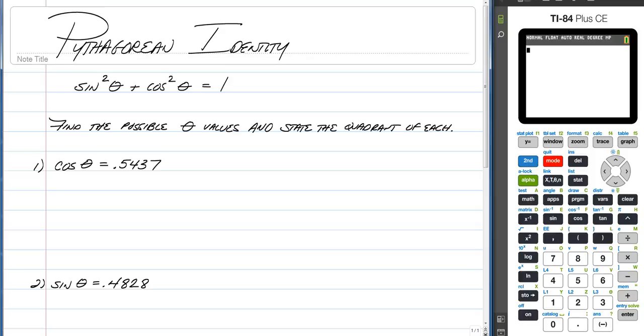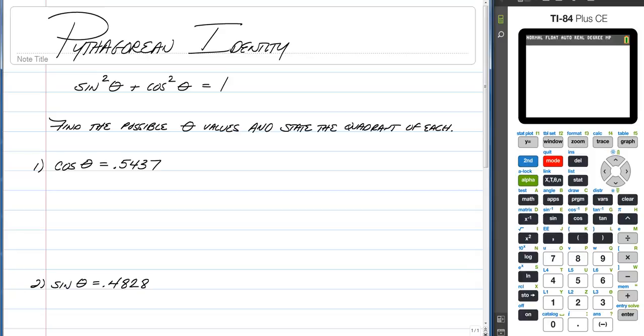Now you have to remember that the Pythagorean theorem is a squared plus b squared is equal to c squared. But the Pythagorean identity is in terms of trigonometry. So that is sine squared plus cosine squared is equal to 1. Okay? And we did a little bit of that with coordinate trig.